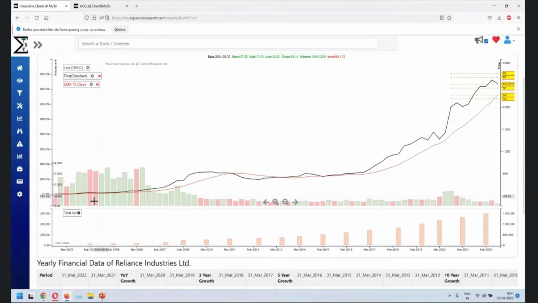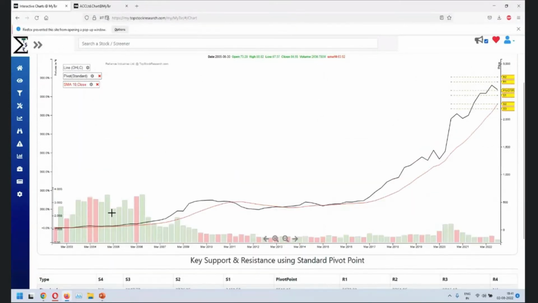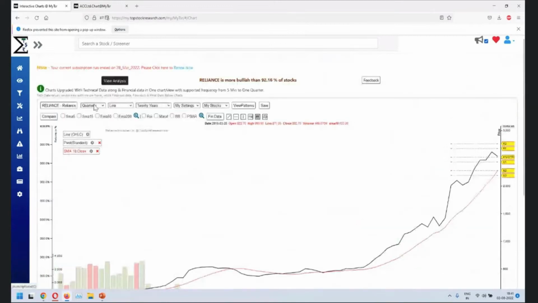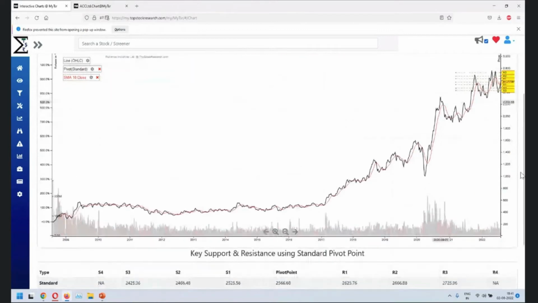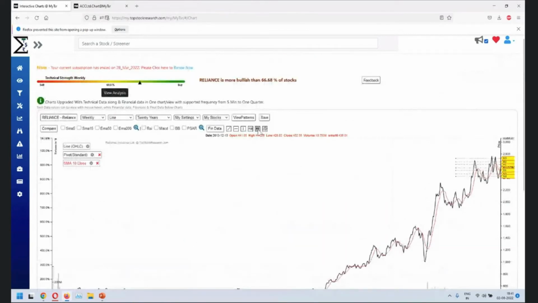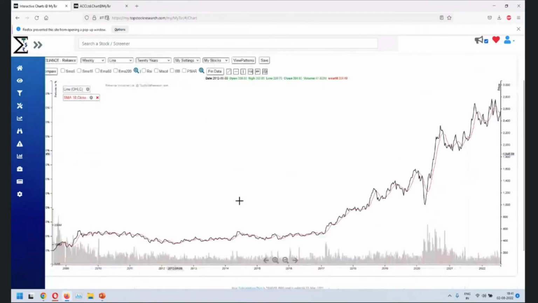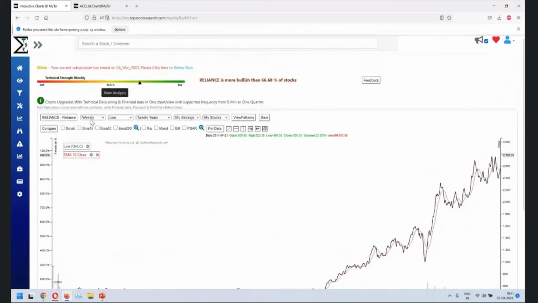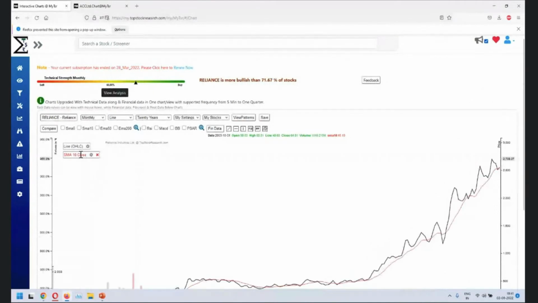Let's remove the fundamentals out here. So what we have seen is the quarterly chart. Similarly, you can look at weekly charts. Let's remove the fibs also. So this is how you see weekly charts. Change it to monthly charts.